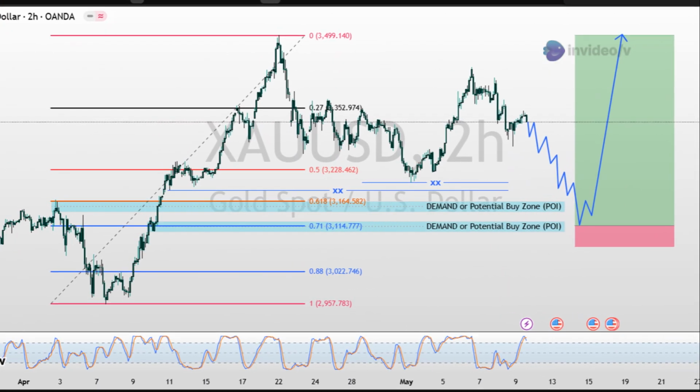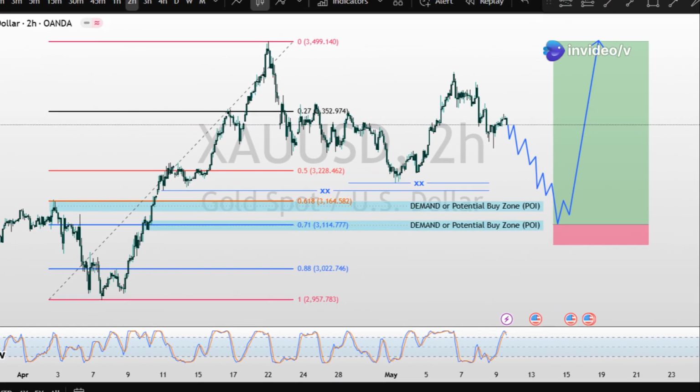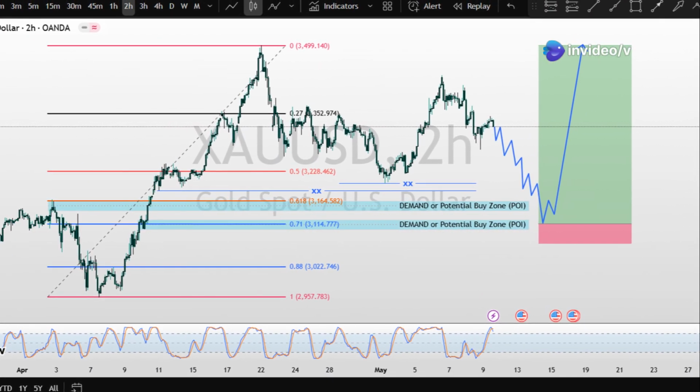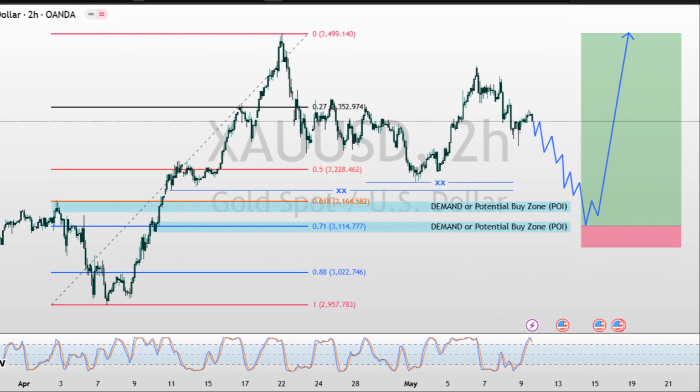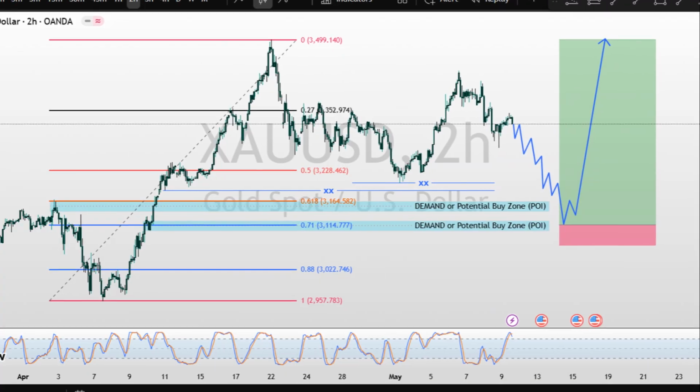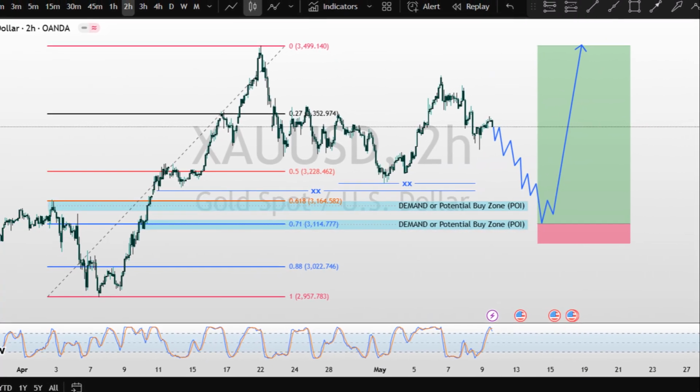In summary, expect a dip into the 3165 to 3115 area. If reversal occurs, we target 3,500 to 3,700. If price breaks below 3115, the next major support is 2626.